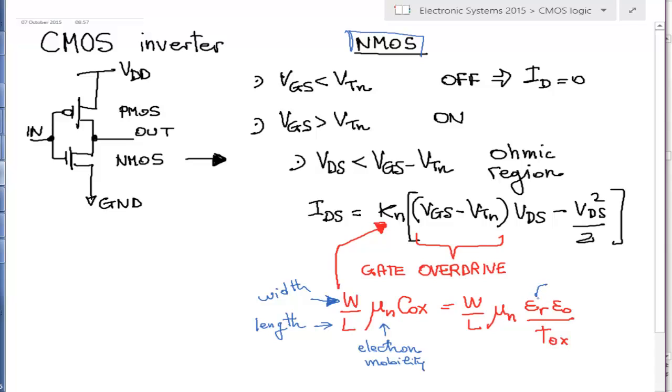This epsilon R is the electric constant of the silicon oxide, for example. The electric constant of the oxide in the MOS structure, metal oxide semiconductor. And this Tox is the thickness of the oxide.